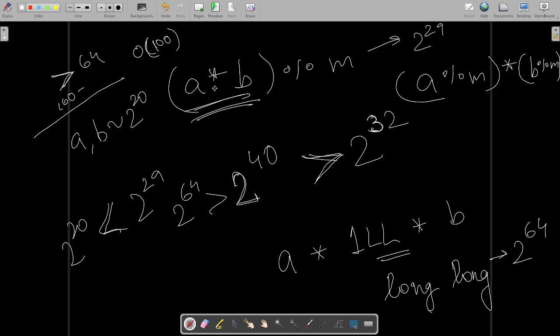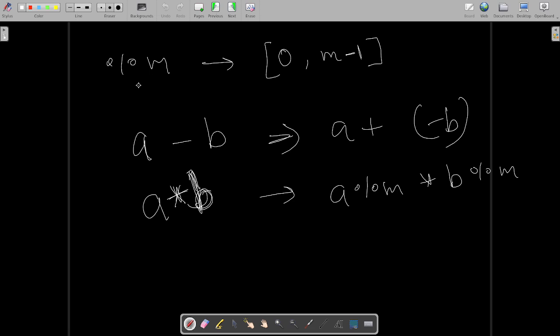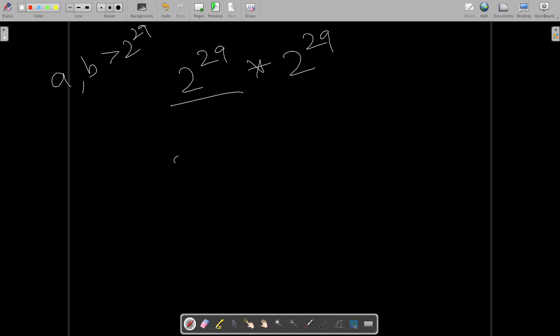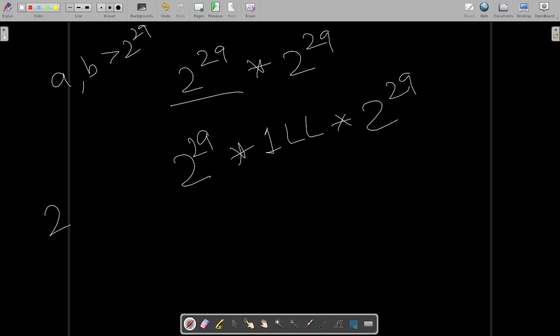Even if you do this, let's take a new page first. Even if you do this, you'll get something like 2 raised to the power 29. Even if A and B were in a range greater than 2 raised to the power 29, you're going to get 2 raised to the power 29 times 2 raised to the power 29. It just won't handle it. So you send this to a higher data type. You explicitly typecast it to a higher data type, making the range of the integer 2 raised to the power 64, basically 63 for sign. And this can then be handled.